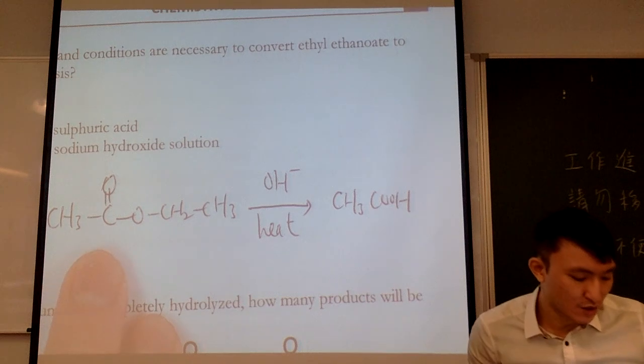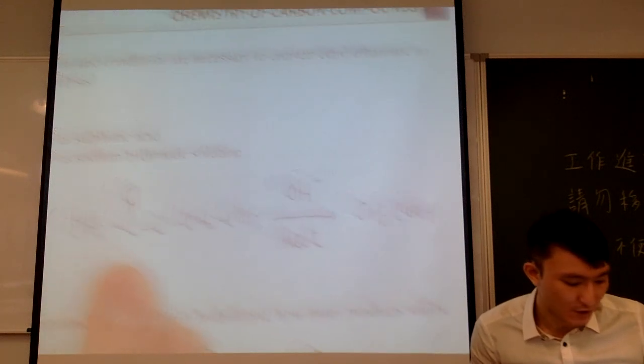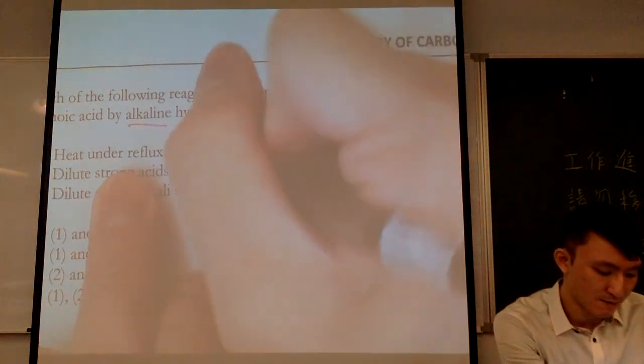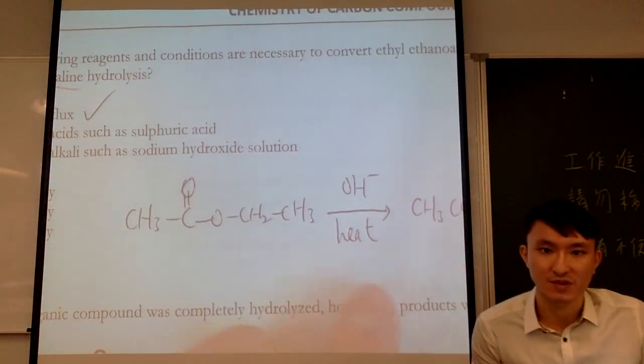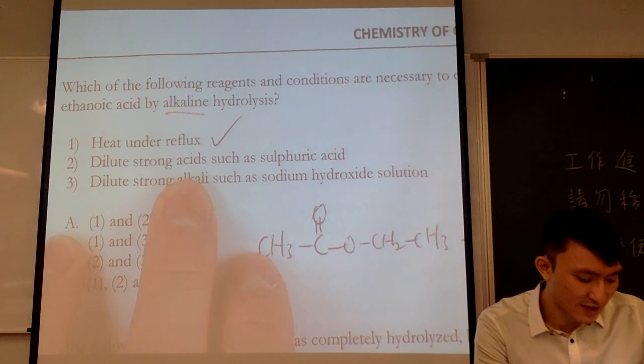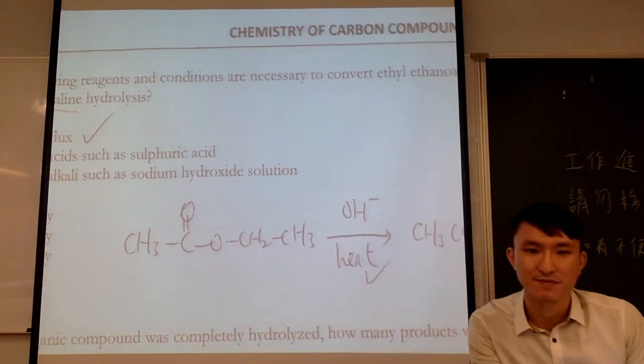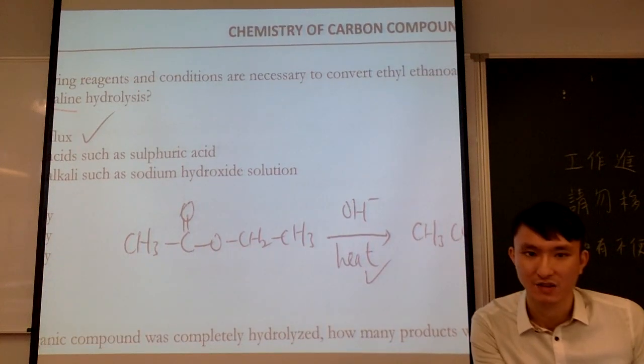Okay, so in this situation, what reagent and conditions are required? First of all, heat under reflux must be required, okay? You see heat. And dilute strong acid, such as sulfuric acid, this one you see, seems no need, because we are doing alkaline hydrolysis, right?